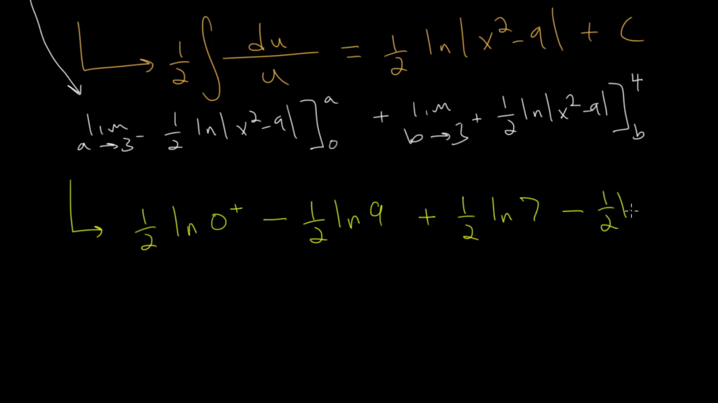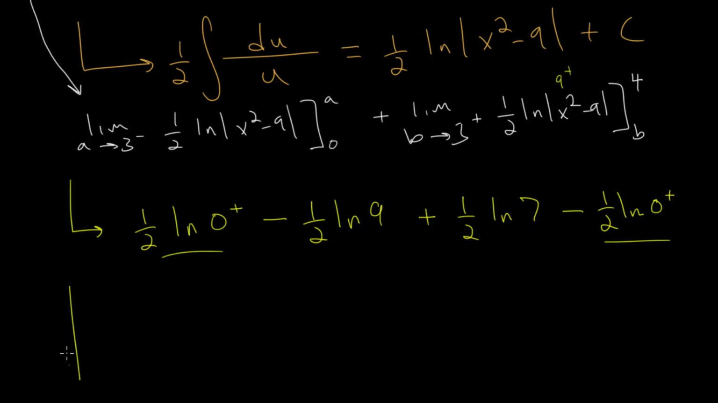We have 1/2, the natural log of b squared minus 9, but b, we're taking the limit as b approaches 3 from the right-hand side. So it's a number that is slightly bigger than 3, and we're squaring it, so it will be slightly bigger than 9, and then we subtract 9, and we'll end up with a number that is slightly bigger than 0. So we can again write this natural log of 0, but with a plus sign, since it's slightly bigger than that. But in the end, these expressions are infinite.